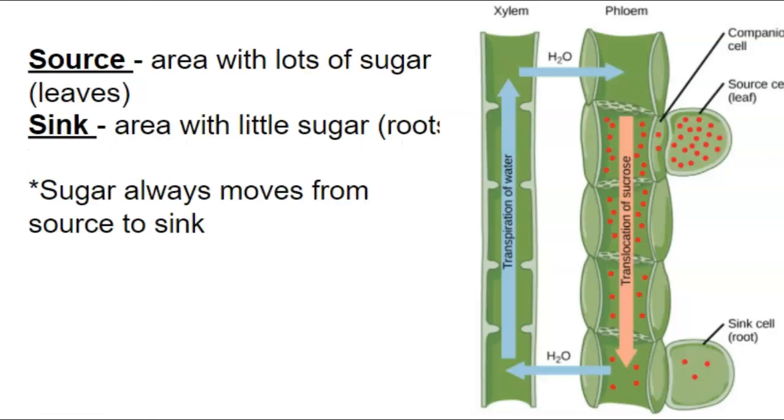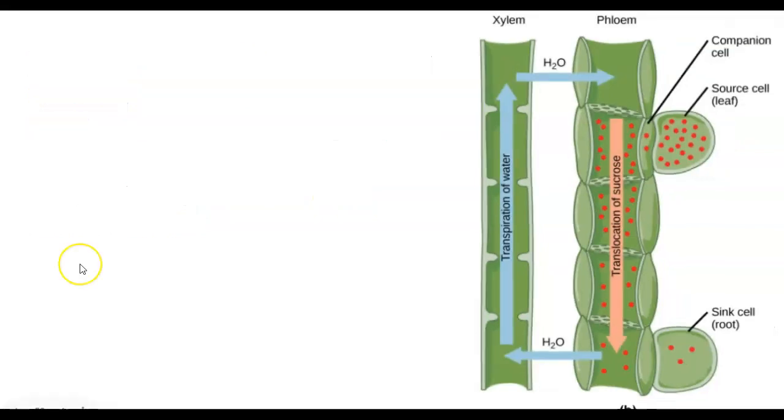So first, I need you to write down that sugar always moves from source to sink. Think about when we talked about diffusion and osmosis, from a high concentration to a low concentration. That's kind of what our sugar is doing, from where there's a lot to where there's a little. So when we talk about how sugar moves, we have to talk about how exactly all of those parts happen.